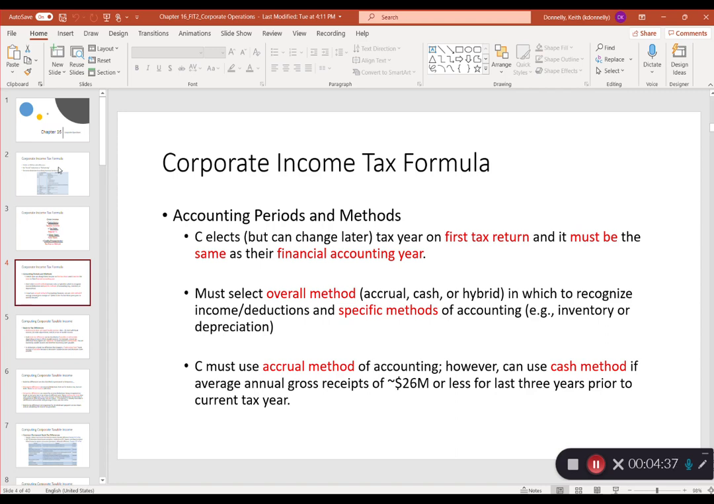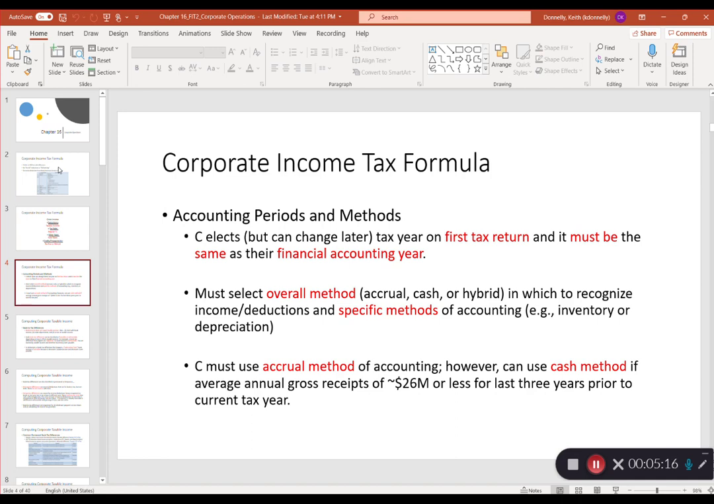Once we then select our tax year end, we have to say, okay, what is going to be our overall method, as well as what are going to be our specific methods. In other words, whenever we complete this tax return, what is the overall structure from an accounting perspective we're going to be applying here? Are we going to be using the accrual method, the cash method, or some hybrid in between the two of those? And then likewise, in specific situations, for example, inventory or depreciation, what type of accounting principles or methods are we going to apply in those situations?